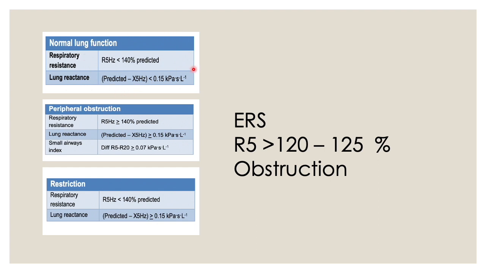There are also other variables which have been mentioned by different devices, mentioning resistance to be more than 140% predicted, or reactance to be described with a predicted equation. So if there is an increase in R5 more than 140%, according to this, there will be a peripheral obstruction, and you can calculate the small airways index and the lung reactance to deduce whether these are normal or abnormal.